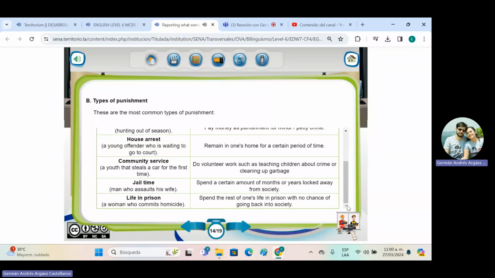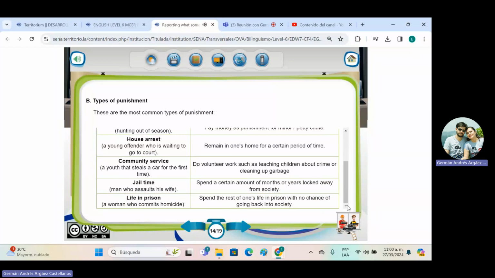House arrest: a young offender who is waiting to go to court. Remain in one's home for a certain period of time. Community service: a youth that steals a car for the first time. Do volunteer work, such as teaching children about crime or cleaning up garbage.